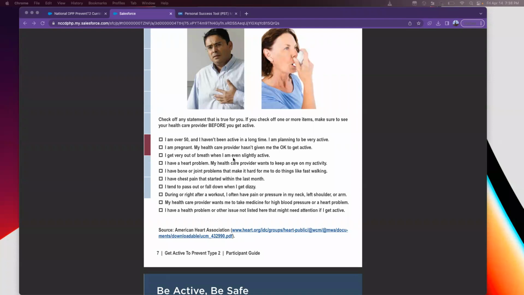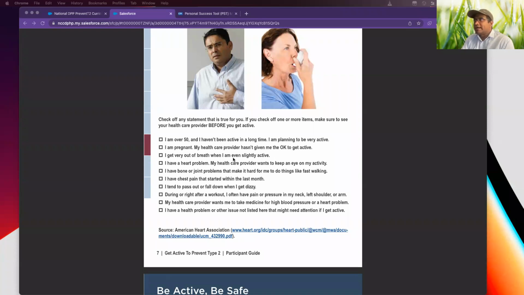So if you check even one of these, it's better that you check with your healthcare provider before you get active. What do you say, Andy, Praveen garu? That's great, Andy. I think the reason for these is that in this current activity, one of the things is we get everybody up and march in place for 2 minutes. So if any of these apply, then you don't have to do this activity.